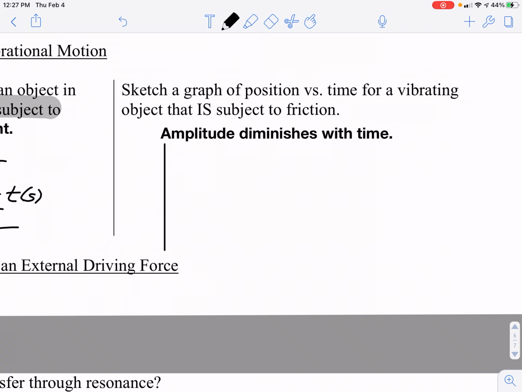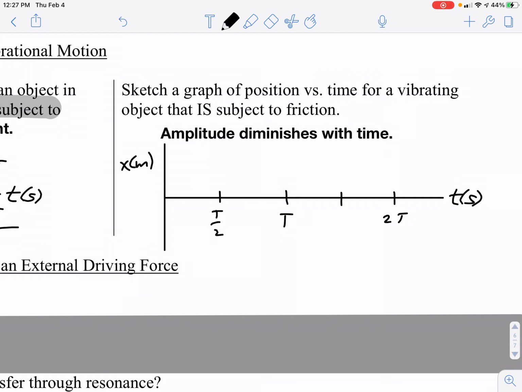So again, draw your position versus time graph. X in meters, time in seconds. Again, period T, 2T, half a period, 1 period and a half, and so on. What you'll notice is that the amplitude is going to diminish with time. In other words, the amplitude is going to get smaller and smaller and smaller.